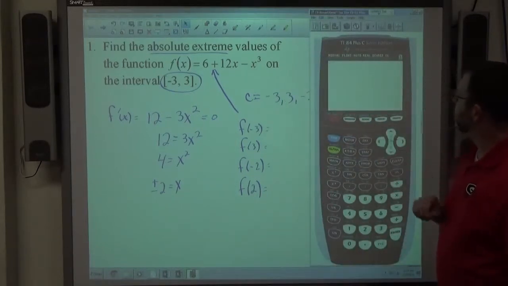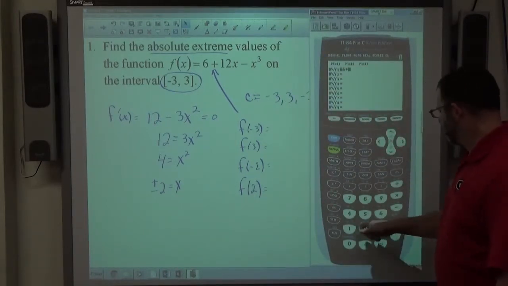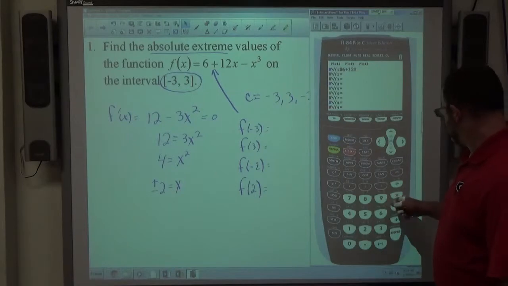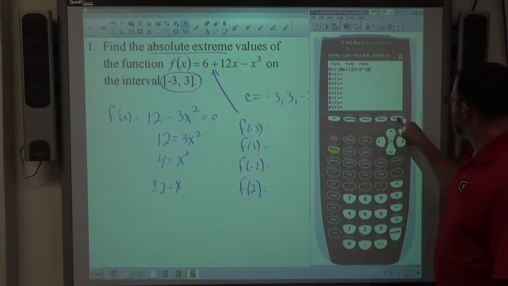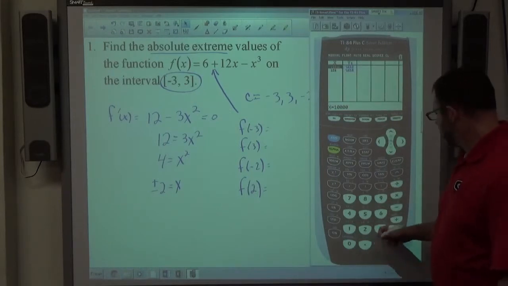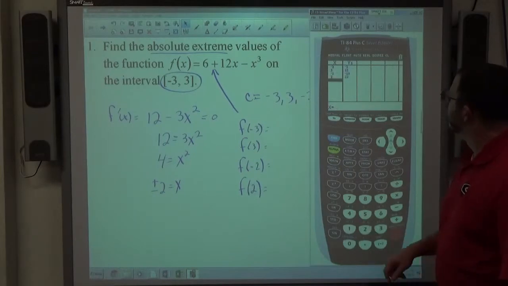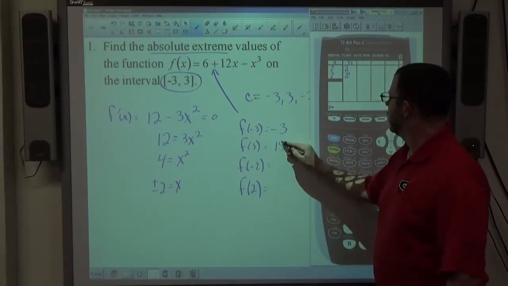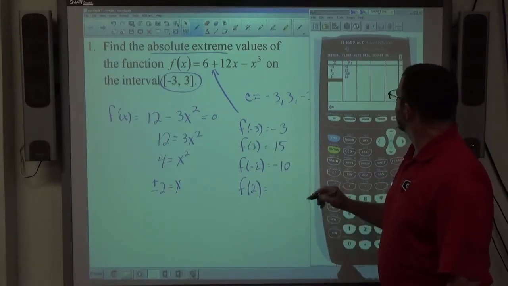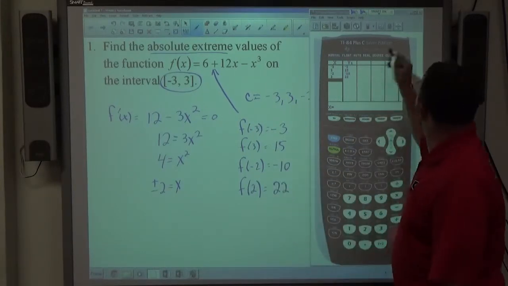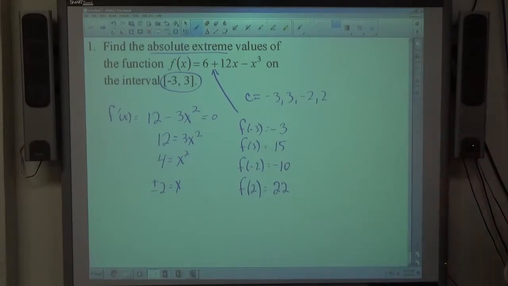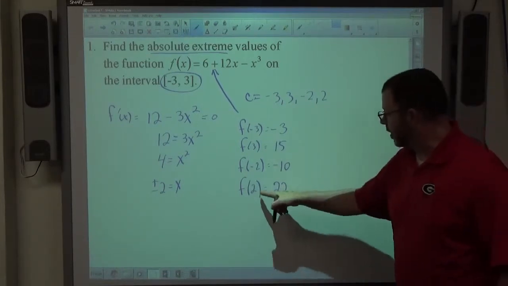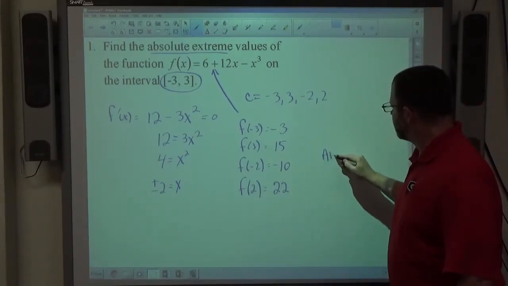So I go to y equals, I enter 6 plus 12x minus x to the third. Go to my table, and I enter -3, 3, -2, 2. We get f of -3 is -3, f of 3 is +15, f of -2 is -10, and f of 2 is +22. Again, they're asking us for the absolute extreme value, so the absolutely largest number here is this one.